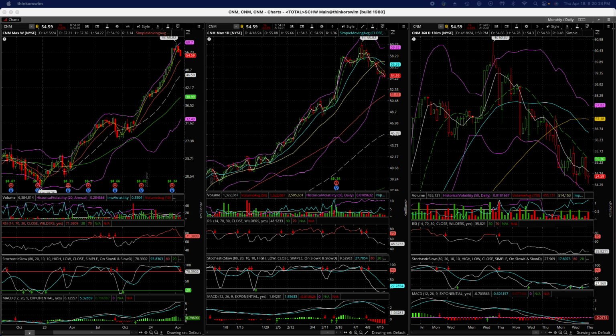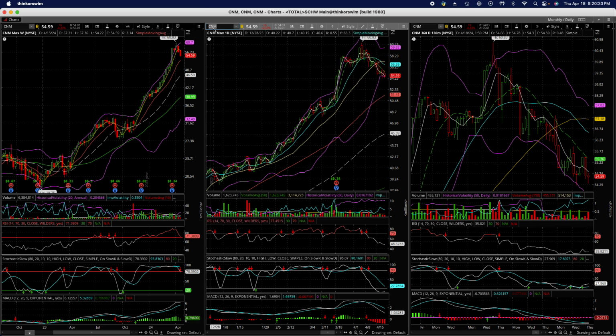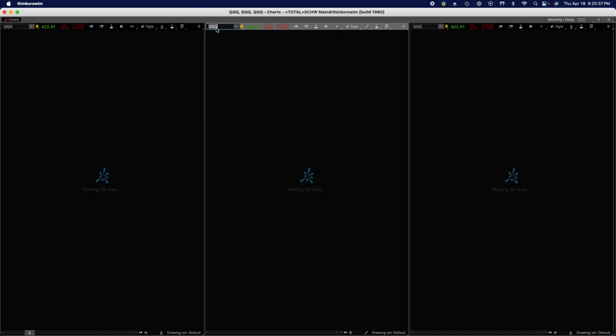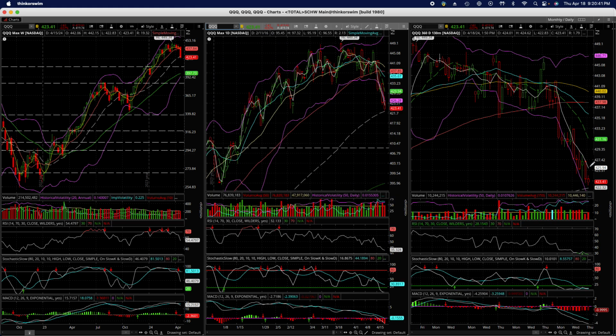Just continue to be patient. Let these markets kind of do what they're doing. To go back to the broader indexes here, I'm going to pull the QQQ back up. Taking a look at the QQQ, like I said, we're getting these oversold readings right here. It's not a time to do anything or anything like that. Just be patient. Really kind of waiting to see some sideways price action here in the Nasdaq.